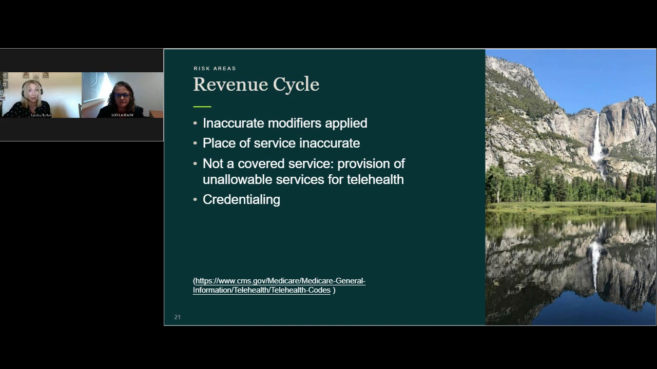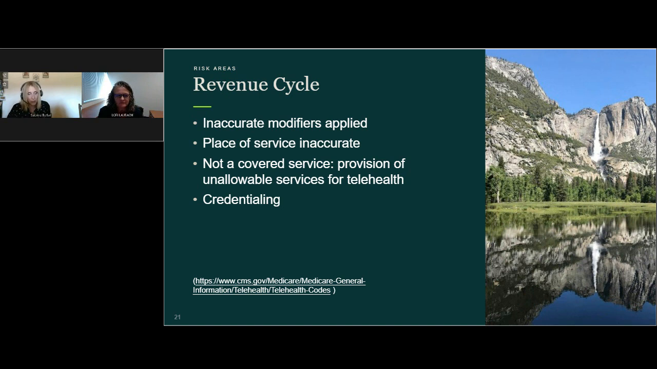Are our providers actually listing the right modifier and the right place of service on the claim? So we have seen place of service 2 used instead of 11, 11 used instead of 2, and it goes on.